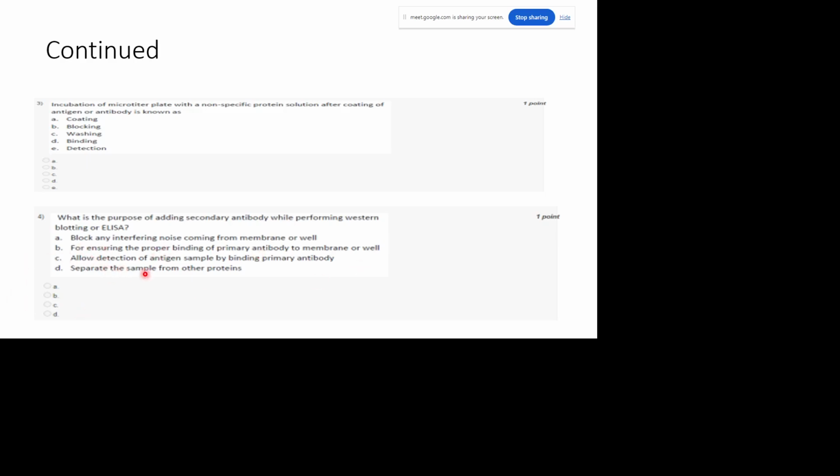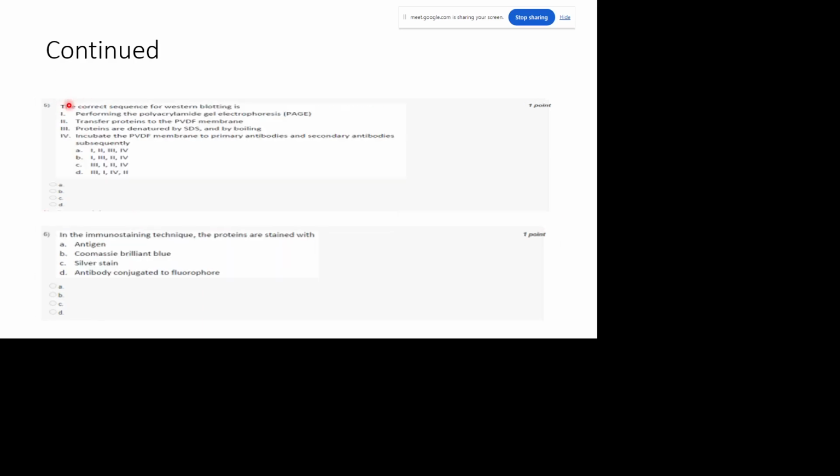Option C, allow detection of antigen sample by binding primary antibody. Yes, that is true, because the secondary antibody binds with the Fc region of the primary antibody, right? Which in turn changes the color, or it will show the chemiluminescence to allow the detection of the antigen. So it binds the primary antibody to show the detection of the antigen sample. So option C is right here.